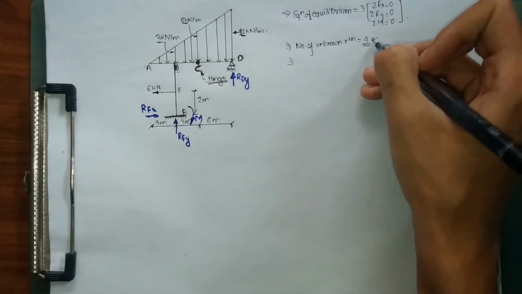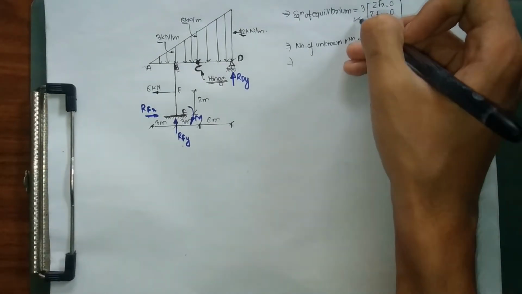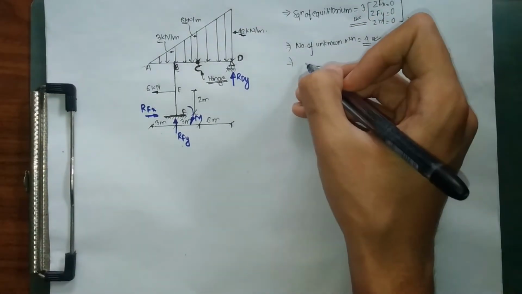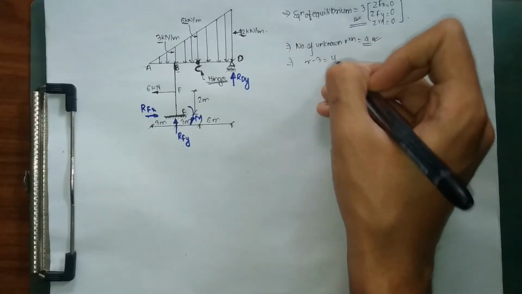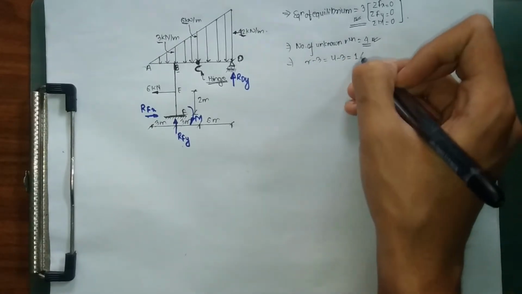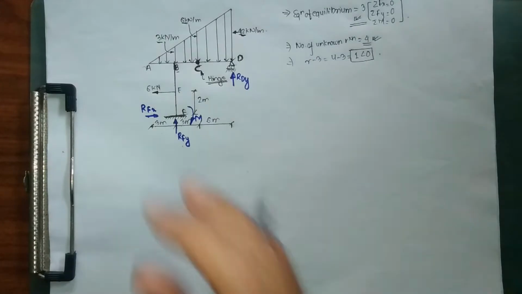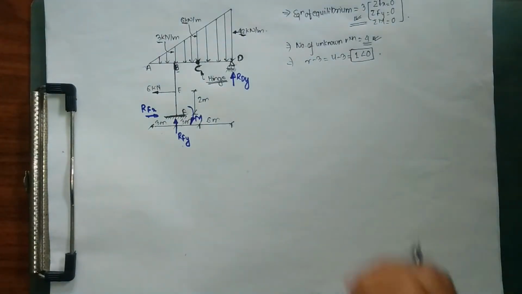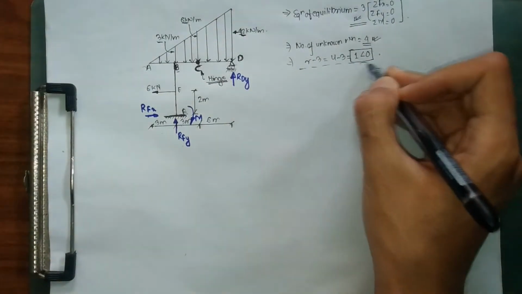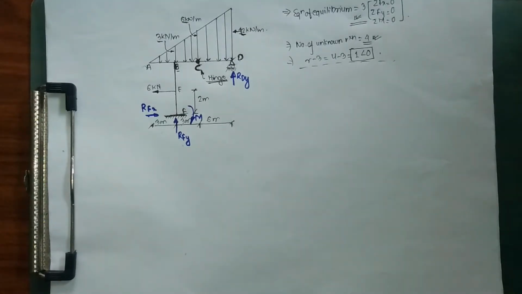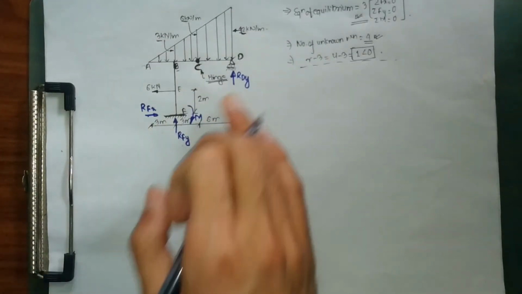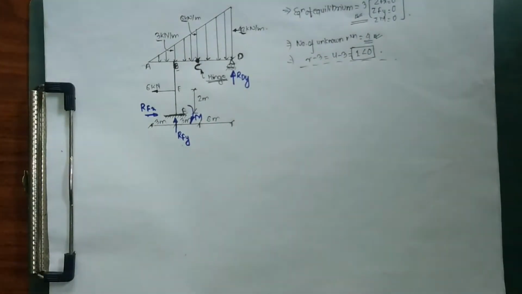As you can see here, we have four unknown reactions, while our available equations of equilibrium are 3. So r minus 3 equals 4 minus 3, which is 1, which is greater than 0, which means our frame appears statically indeterminate. This means we cannot find our support reactions with only our three equations of equilibrium.